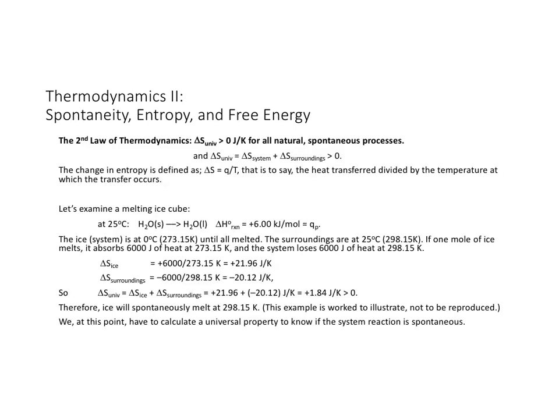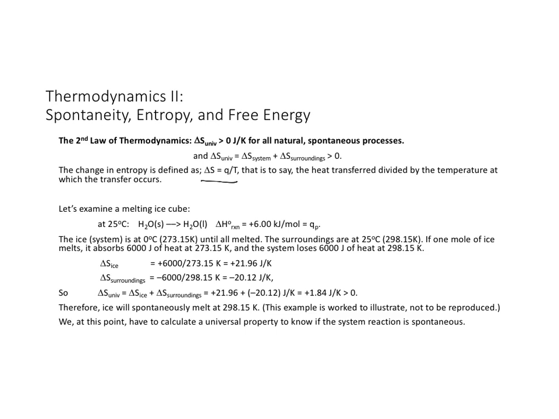Now, the second law of thermodynamics, again, says that the entropy change of the universe is greater than zero for all natural spontaneous processes. Now, we're going to define our entropy change, delta S, as Q over T. That is to say, the heat that is transferred divided by the temperature at which the transfer occurs. Let's consider the following example, a melting ice cube. Let's say that my system is 1 mole of ice frozen. Now this ice is at 0 degrees Celsius, 273 Kelvin, until all melted. The surroundings are at 25 degrees Celsius, 298 Kelvin.